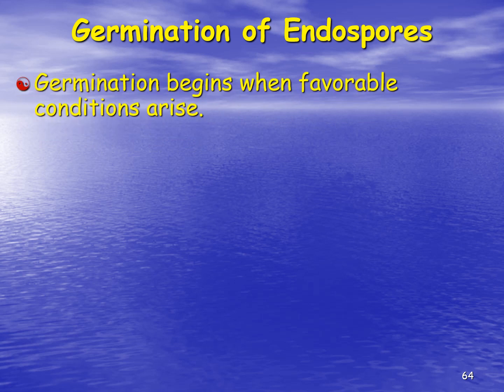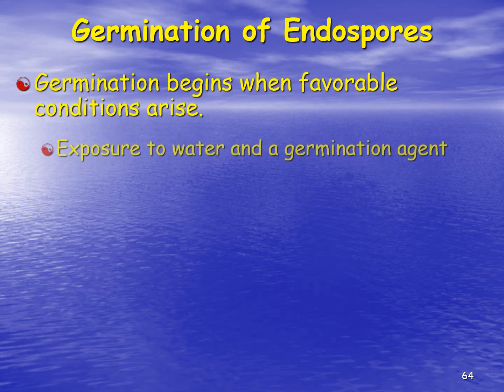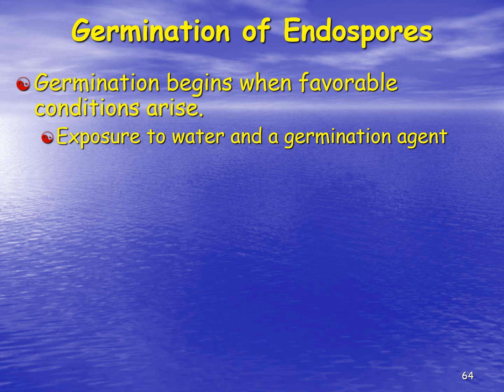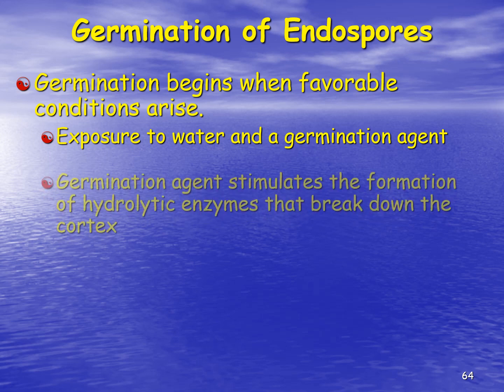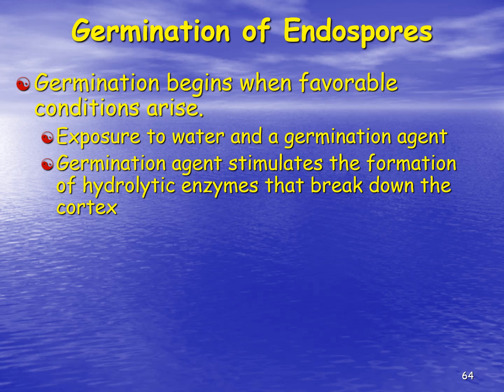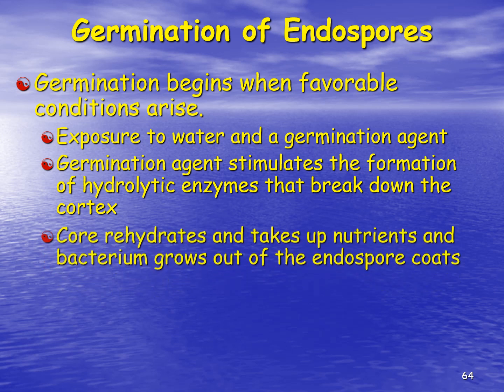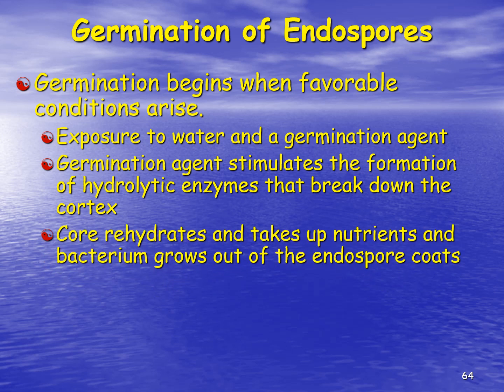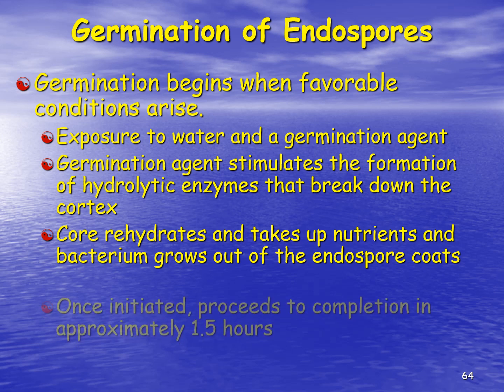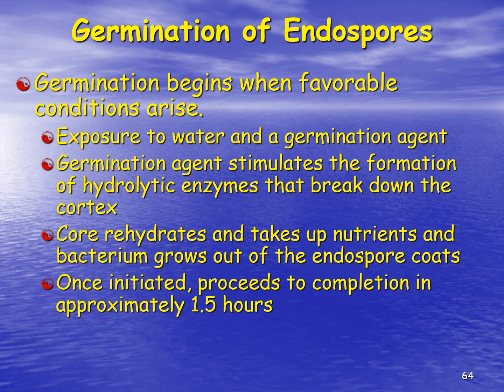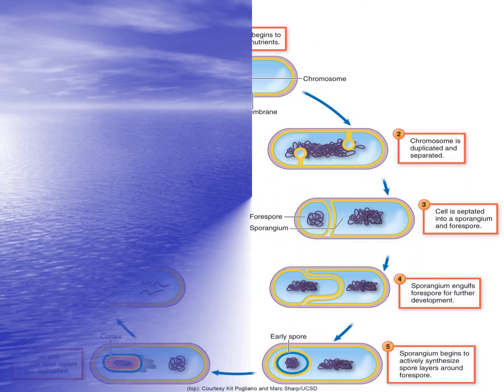Now, when the environment becomes favorable again, we get exposure to water, and usually there's some sort of germination agent, something in the environment that becomes favorable to the living cell again. The germination agent stimulates the formation of hydrolytic enzymes that break down the spore capsule, and the core rehydrates and takes up nutrients, and a single bacterium grows out of the endospore coat. Once initiated, germination will be completed in about 1.5 hours.